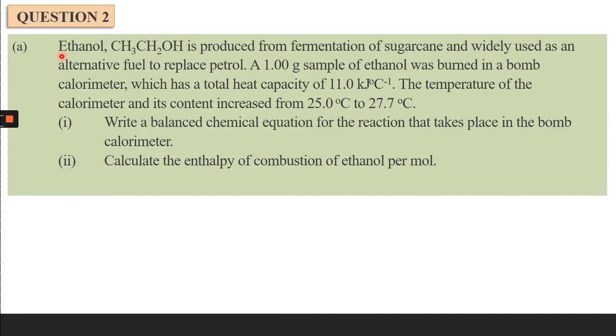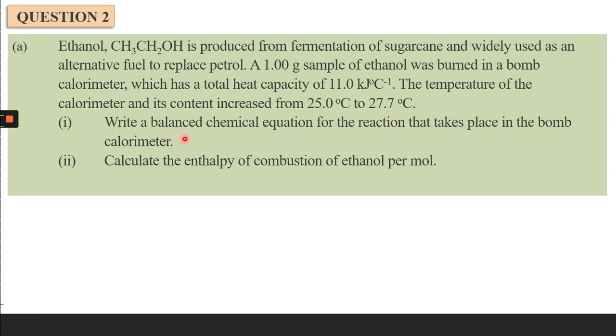Question 2a. Ethanol CH3CH2OH is produced from fermentation of sugarcane and widely used as an alternative fuel to replace petrol. A 1 gram sample of ethanol was burned in a bomb calorimeter, which has total heat capacity of 11 kJ per degree Celsius. The temperature of the calorimeter and its content increased from 25 degrees Celsius to 27.7 degrees Celsius.